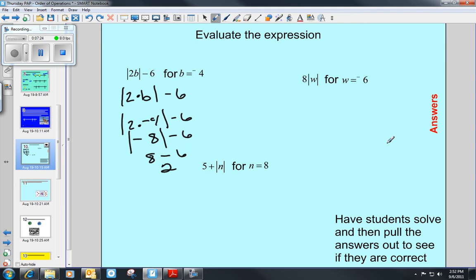Setting up the next one, we have 8 times the absolute value of w. Now w is negative 6. So this becomes 8, and because these are right next to each other without a sign in between, that's multiply. 8 times the absolute value, and w is negative 6. So 8 times the absolute value of negative 6, and I'll let you answer that one. And then go ahead and answer the last example on your own also.